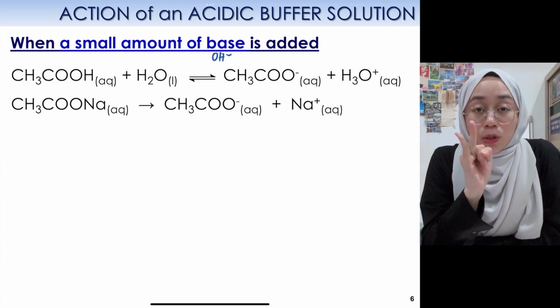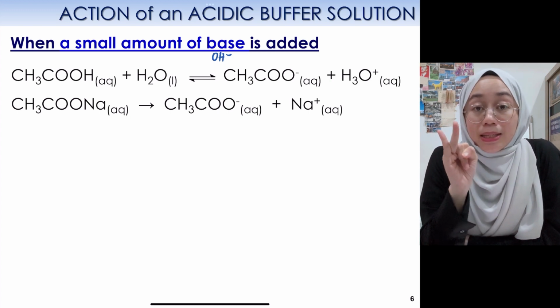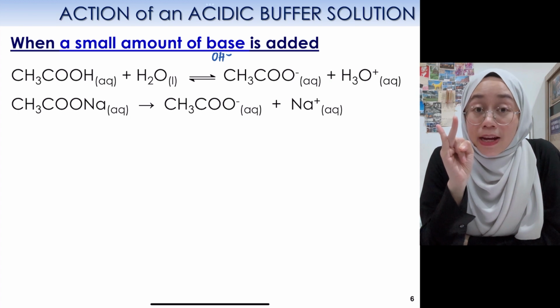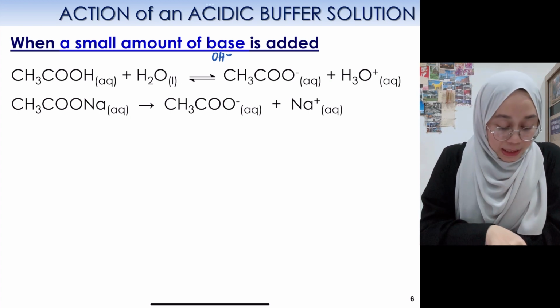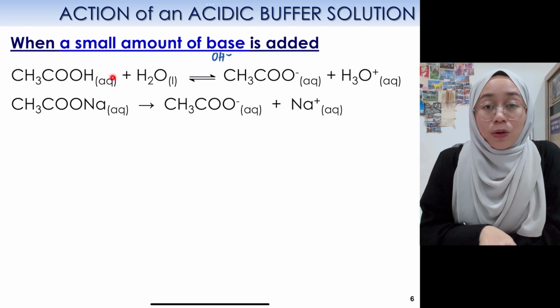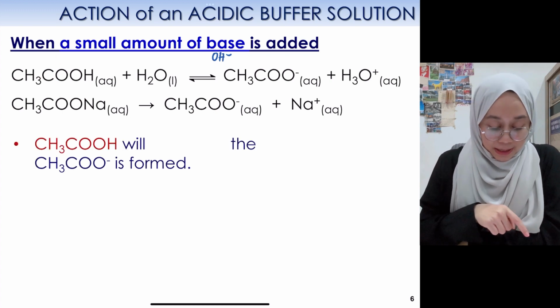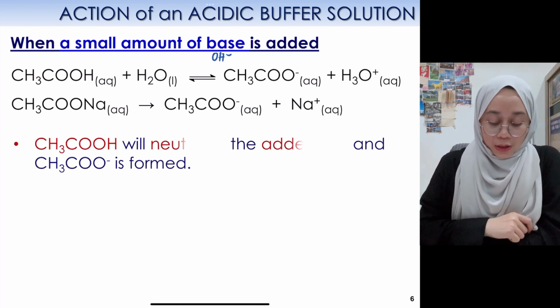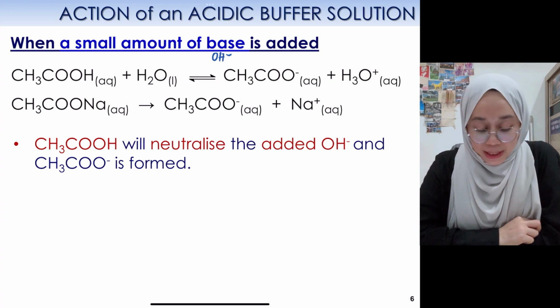Weak acid ataupun conjugate base. So since OH minus is base, therefore dia akan react with weak acid. So weak acid kita this one lah. Okay, CH3COOH kat sini. Okay, jadi CH3COOH will neutralize the added OH minus and CH3COO minus is formed.